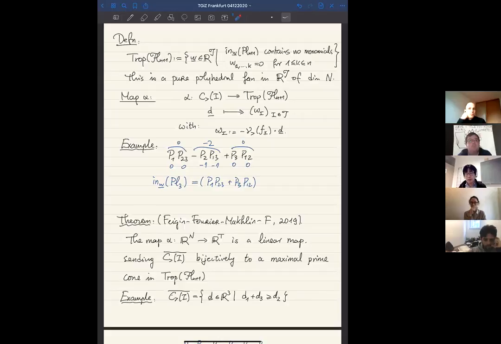Why is this explicit? Because C larger I, as you have seen, is explicit. You know all the facets in detail. And this map alpha is also very explicit because these valuations are explicit. We have a direct formula for any Plücker coordinate to write down this valuation image. So this map, or this maximal prime cone, is explicit. And to show how explicit it is, I'll show you one example, the running case.